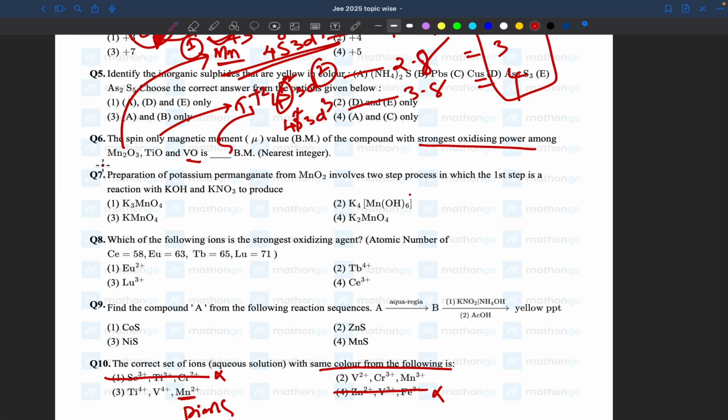Right, you can check this question. Question number 7. Preparation of potassium permanganate from MnO2 involves a two-step process in which the first step is reaction with KOH and KNO3 to produce what?